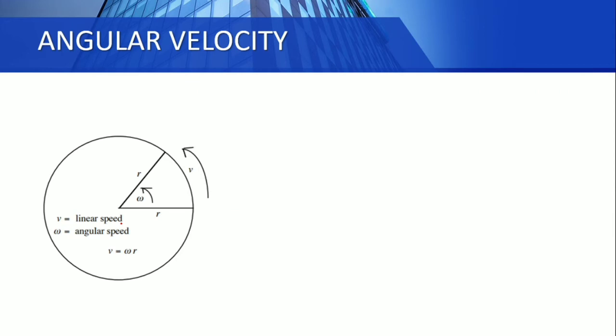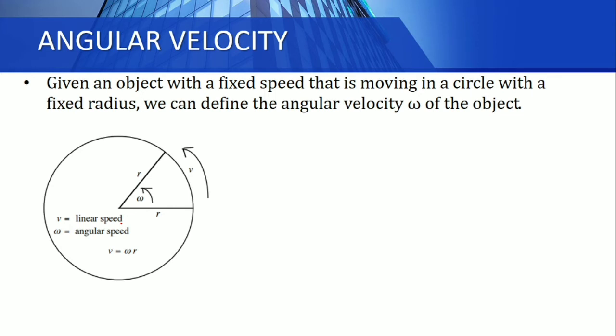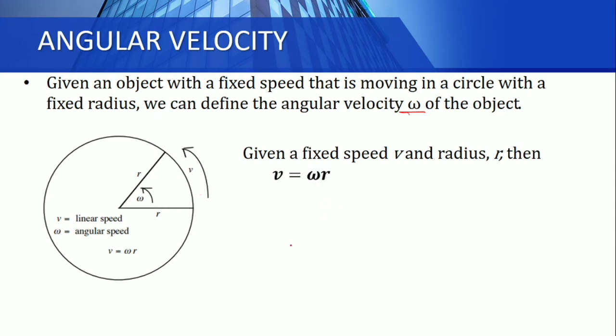So, meron tayong tinatawag na angular velocity. Given an object with fixed speed that is moving in a circle with a fixed radius, we can define the angular velocity W of the object. This is omega, yan yung last letter sa Greek alphabet. So, ito yung angular velocity natin. Kapag fixed yung speed na v natin, which is yung linear speed natin, and radius r, then v is equal to wr.